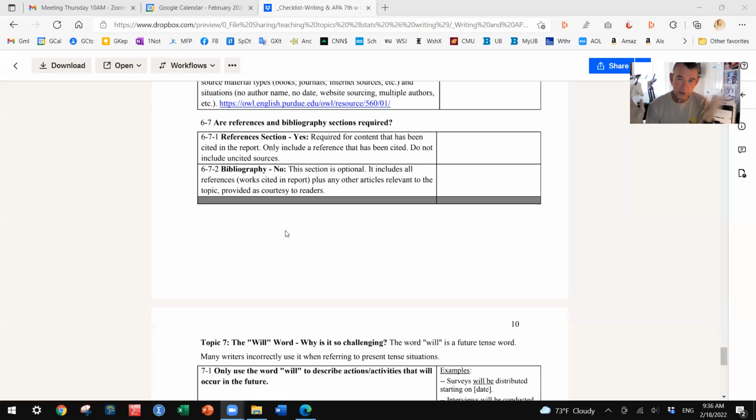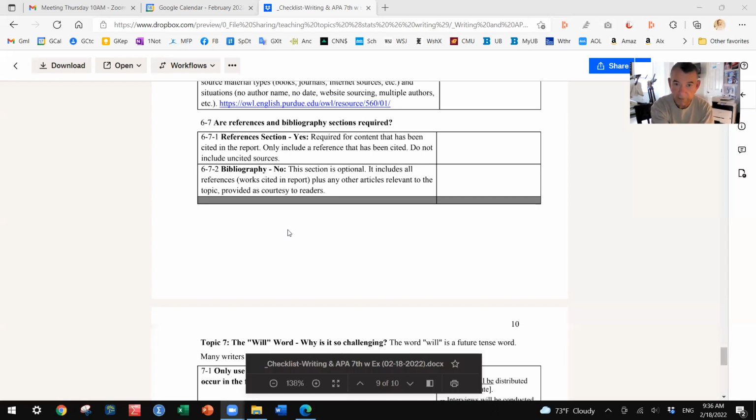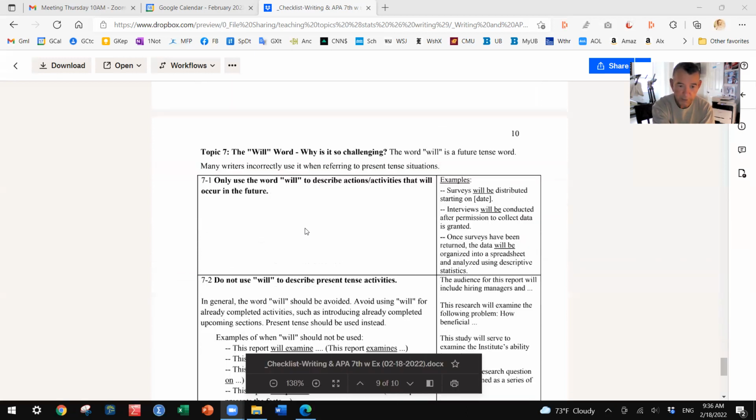If you have other things that you gathered in the course of your research and you want to share that information, you can add a bibliography section. It's pretty easy to do. You copy your references over and then you add the other things that you didn't cite in your paper. So a bibliography is optional. References are mandatory if you cite one single thing.